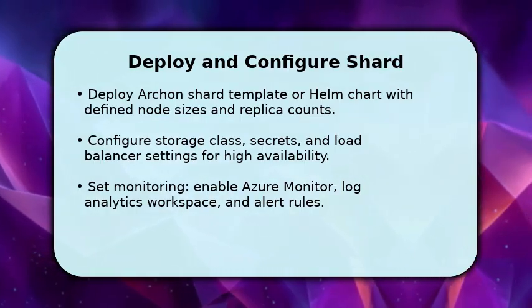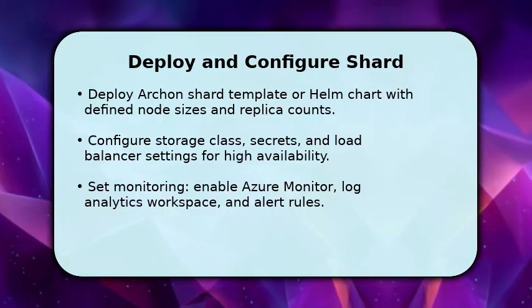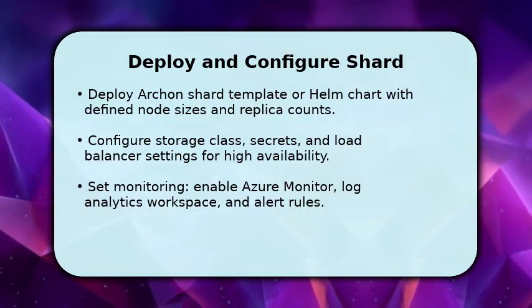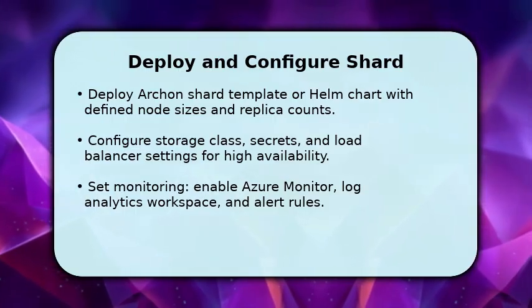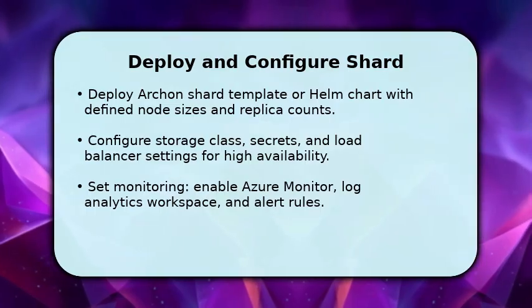Then, set up the load balancer and ingress so traffic is routed and redundant. Finally, enable Azure Monitor with a log analytics workspace and create alert rules. That gives you real-time telemetry.